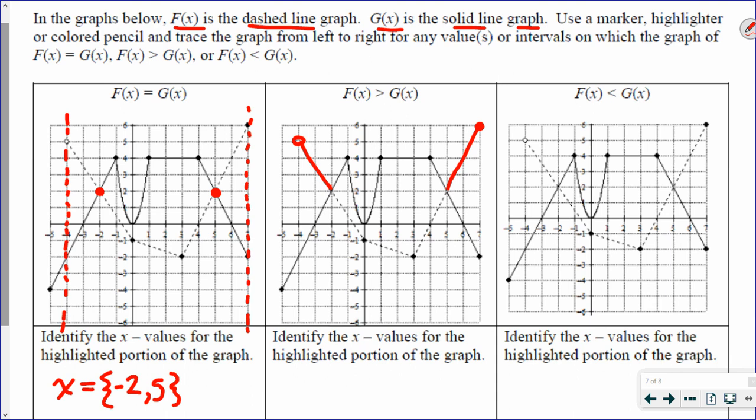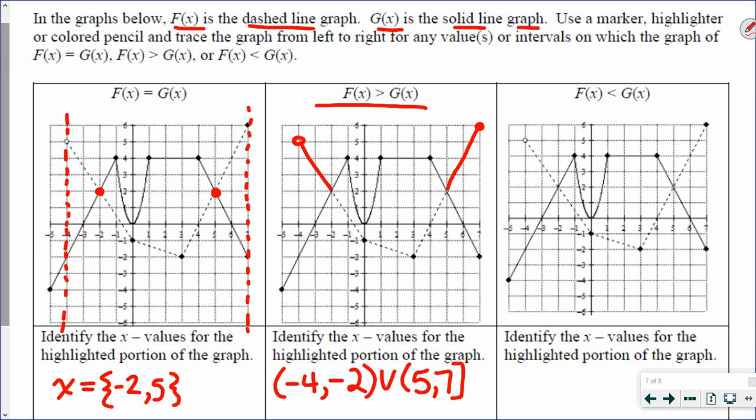So we would say from -4. Now, because there's an open circle in the graph, I'm going to use parentheses. So -4 to -2. And I'm going to use parentheses because when x equals -2, f of x equals g of x. And we're just focusing on where f is greater than g. All right, and then we can use our union symbol. And then our next interval would be from 5 to 7. Bracket on the 7 because of the endpoint that has the closed circle.